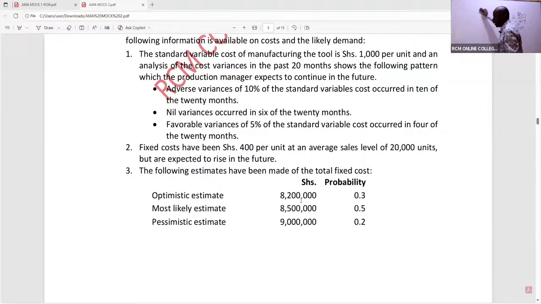So expected future fixed cost. I can see there, it will be 8.2 million times the probability of 0.3, plus 8.5 million times the probability of 0.5, plus 9 million times 0.2. So are you able to give me this figure?